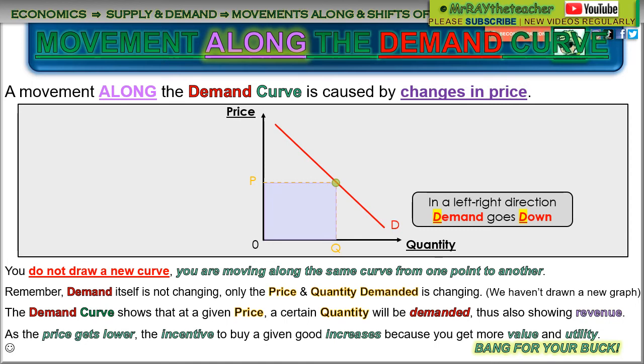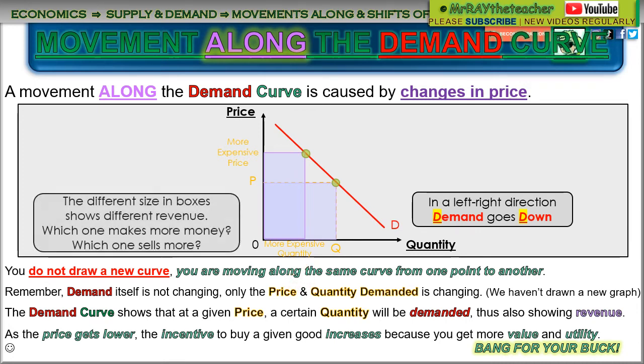That is, more bang for your buck. Here's the proof. So here's the more expensive price, and there's the more expensive quantity demanded. And then when you multiply it across, that's what you get. So see, more expensive quantity.